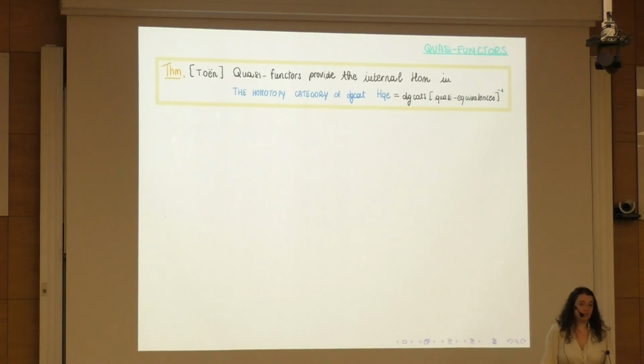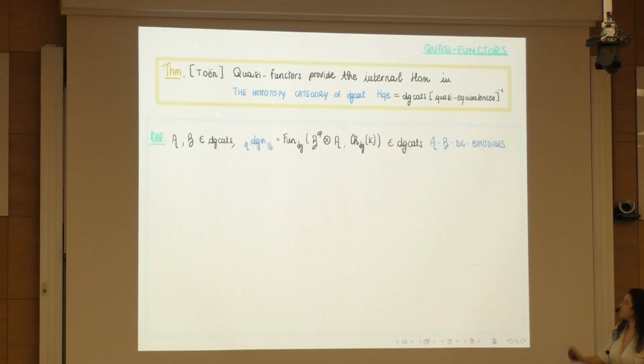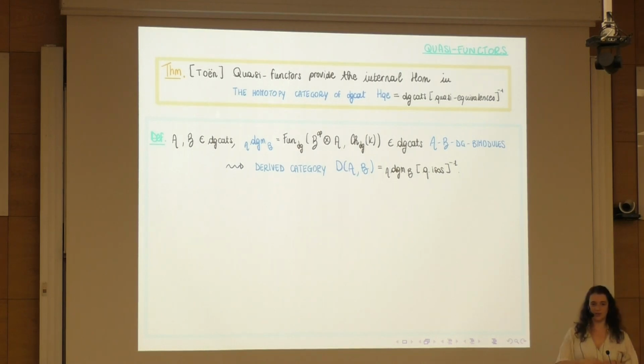So, what are quasi-functors? Let me first define what a DG bimodule is for two DG categories A and B. These are just DG functors from the tensor product of A and B to the DG category of chain complexes. So due to this definition, even here, we can define its derived category, which is again the localization at quasi-isomorphisms.